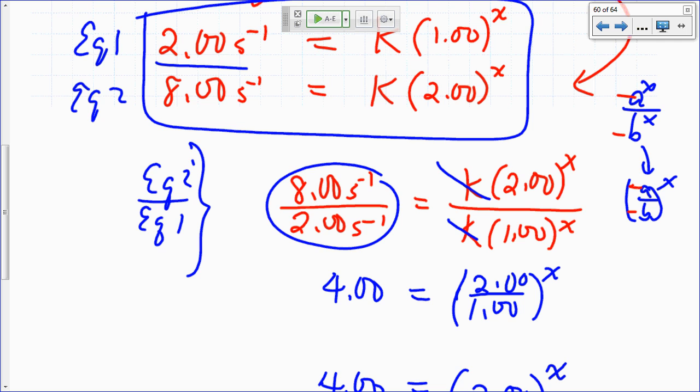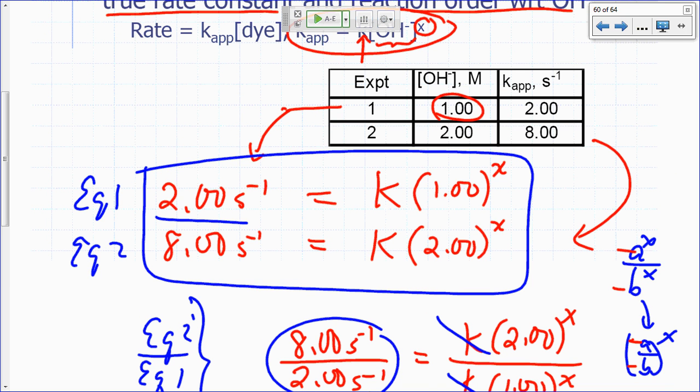All right. And you can actually sort of just eyeball this. You can say from 1 to 2, you double your hydroxide, the apparent rate constant gets from 2 to 8. Quadrupled, right? You double one, the apparent rate constant gets quadrupled, so you can tell it's second order with respect to hydroxide. All right.